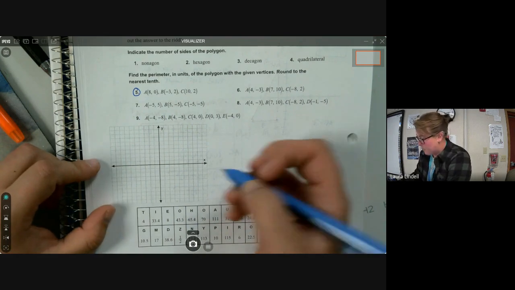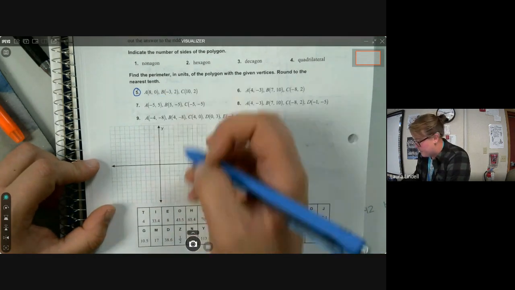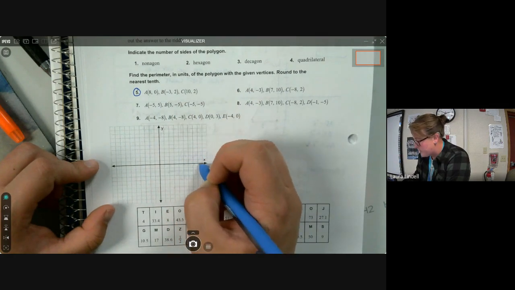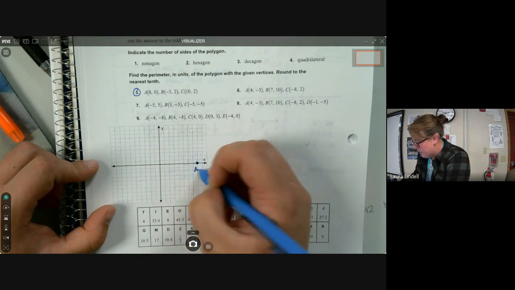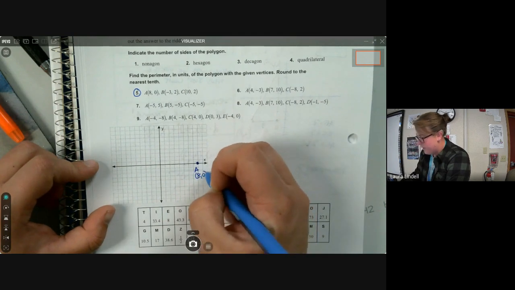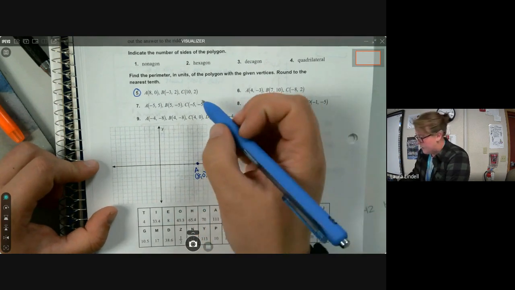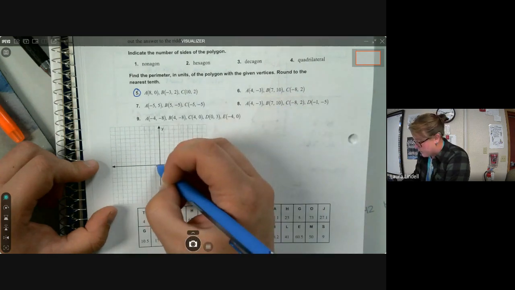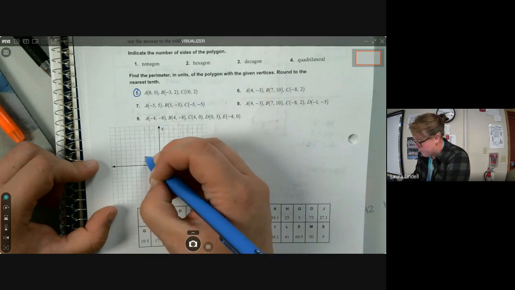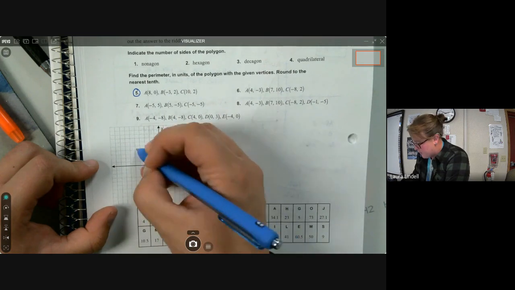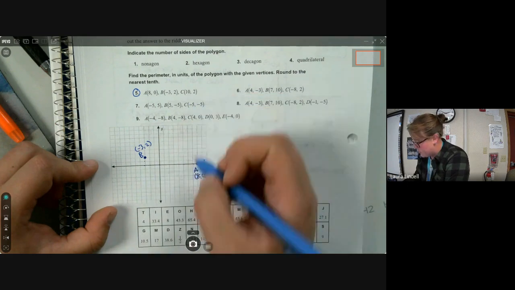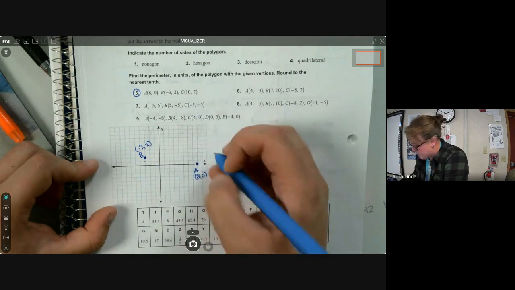So for plotting these points, point A is 8, 0. So 1, 2, 3, 4, 5, 6, 7, 8. A goes right there. It's the coordinate 8, 0. Coordinate B is -3, 2. So over -3 this way, 1, 2, 3, up 2. And then C is 10, 2. So over 10 this way, up 2.